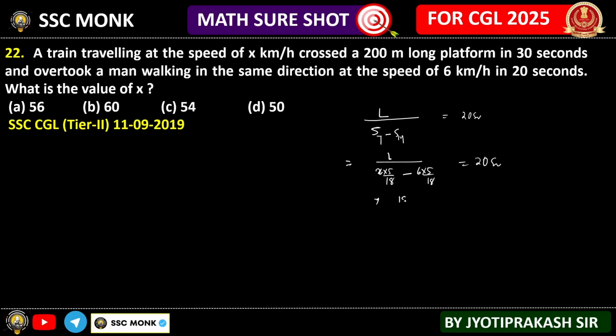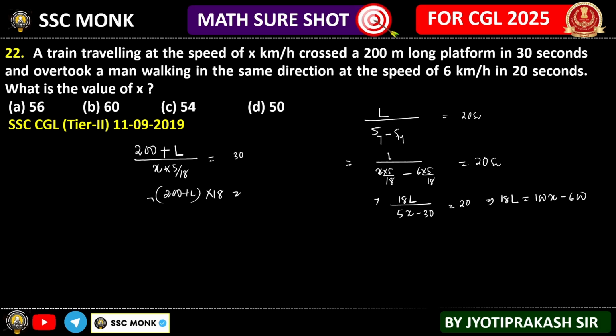Or I can write 18 in the upper part. 18L by 5x minus 30 is equal to 20. Or I can write 18 into length of train is equal to 100x minus 600. This is one thing. Second, it is saying 200-meter length of the platform. So total distance, length of the platform plus length of the train, traveling with speed of x km per hour, is equal to total time taken 30 seconds. So I can write (200 plus L) into 18 is equal to 5x into 30, that is 150x.